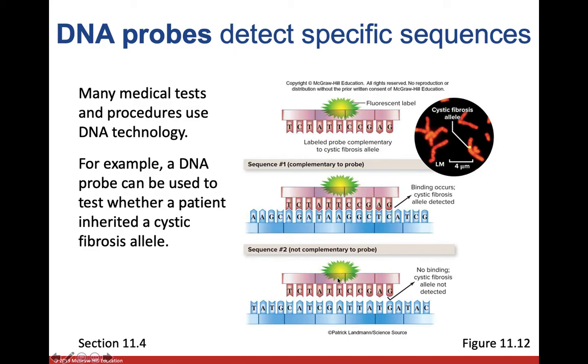If the probe doesn't stick, you know this person does not have a damaged allele, damaged DNA, or a damaged gene, because the probe did not bind. And you can see that here, a non-damaged cell. This one has a damaged gene right there.